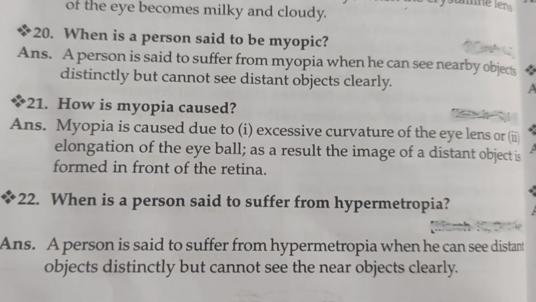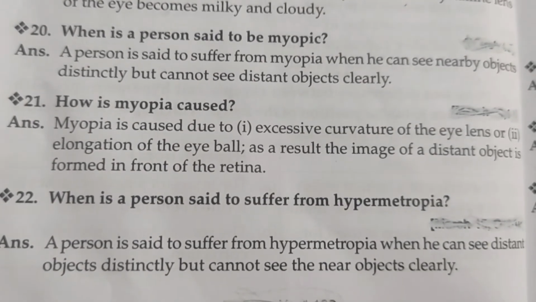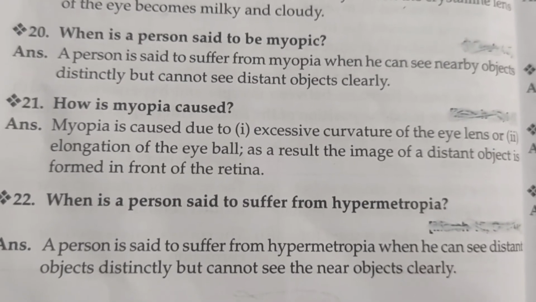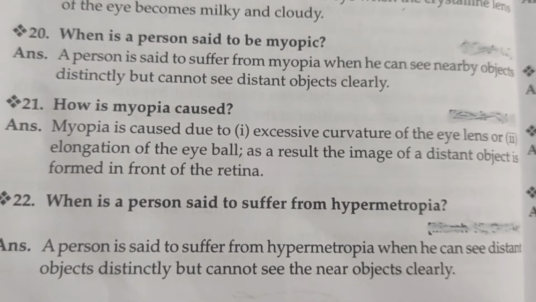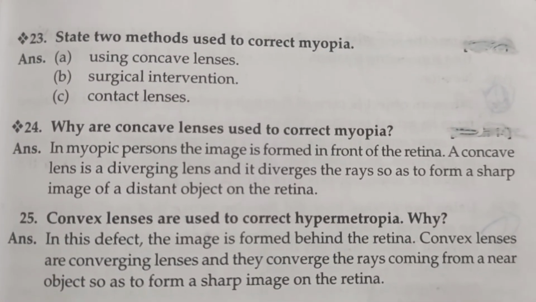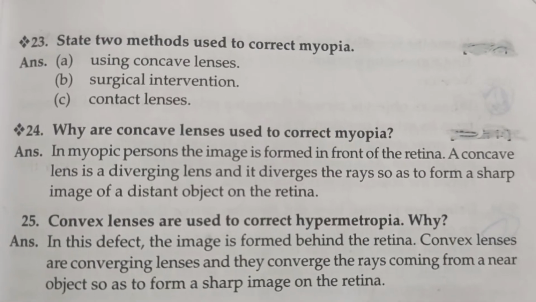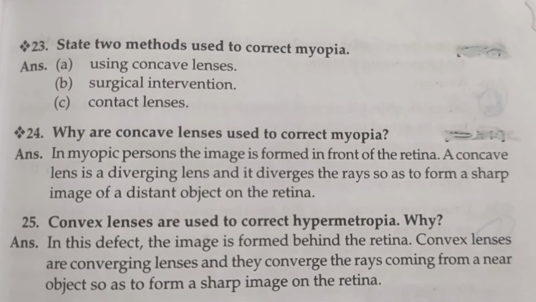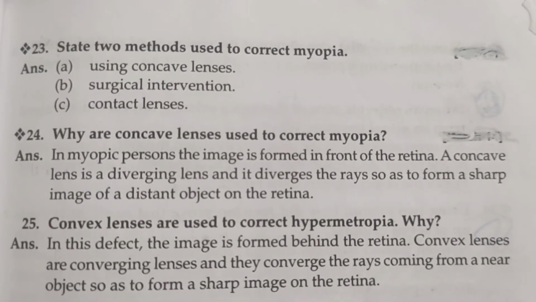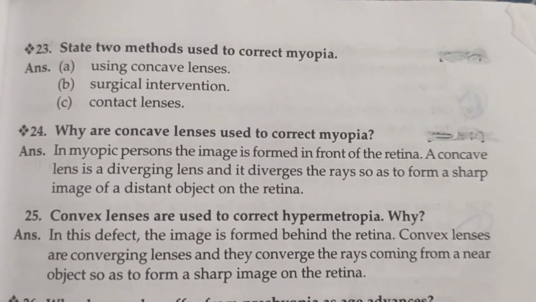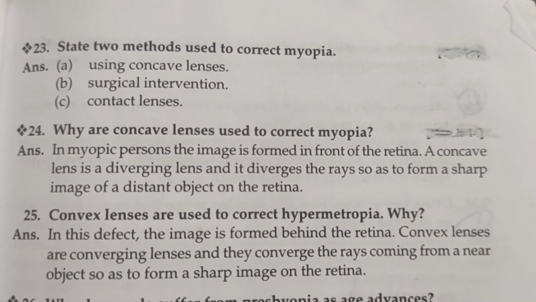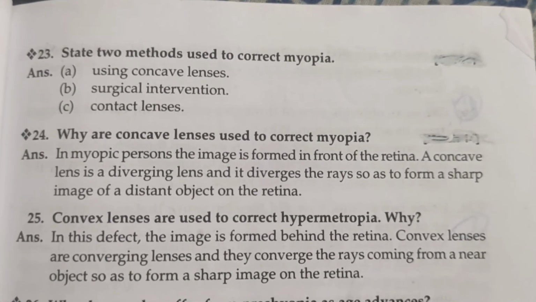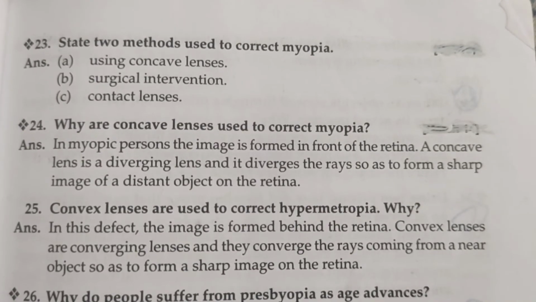When is a person said to suffer from hypermetropia? A person is said to suffer from hypermetropia when he can see distant objects distinctly but cannot see near objects clearly. State two methods used to correct myopia: using concave lens, surgical intervention, contact lenses. Why are concave lenses used to correct myopia? In myopia, the image is formed in front of the retina. A concave lens is a diverging lens and it diverges the rays so as to form a sharp image of a distant object on the retina.